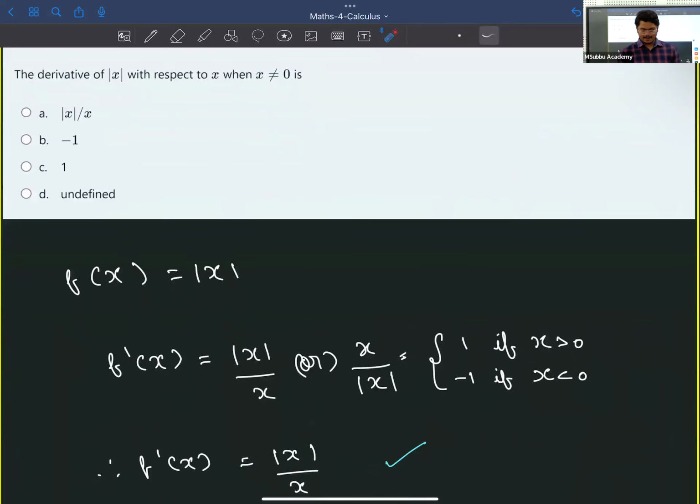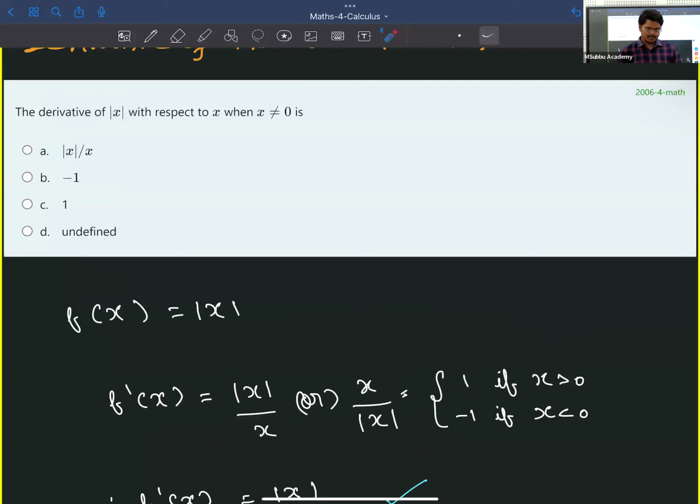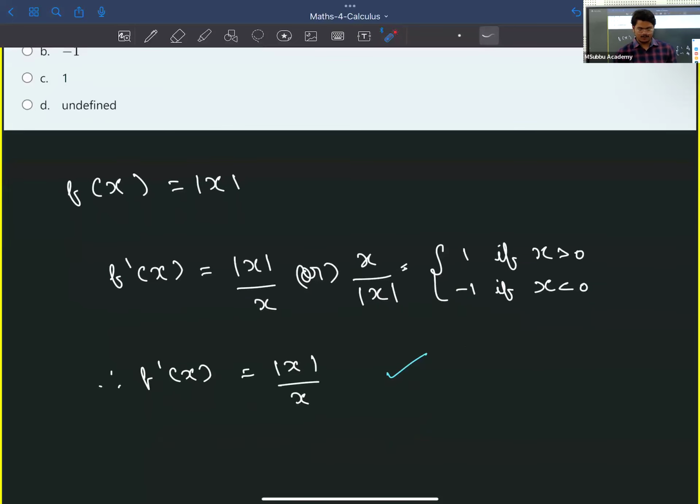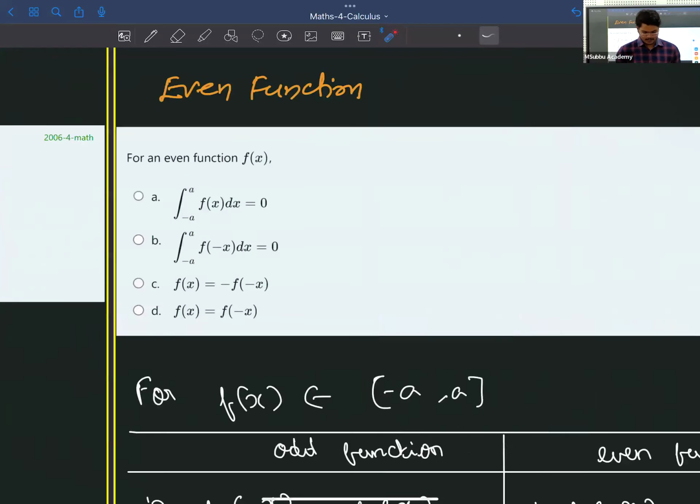So this is a direct identity which we have seen in the second problem, if I'm not wrong. So differentiation of mod x is nothing but mod x by x, or x by mod x, for which when x is greater than 0, the value will be 1, and when x is less than 0, the value will be minus 1. So directly, mod x by x, f dash x is equal to that. So that's what we have got here. Okay, I hope this is a direct question. So we'll move on to the next question.